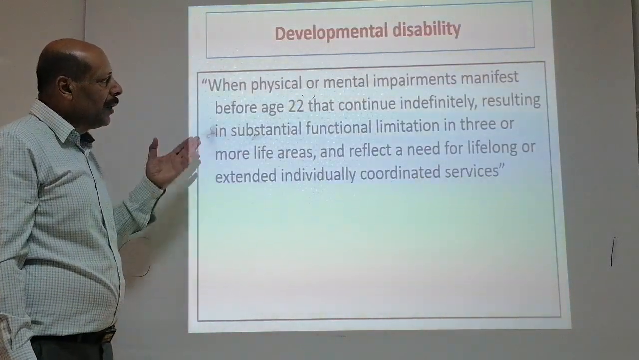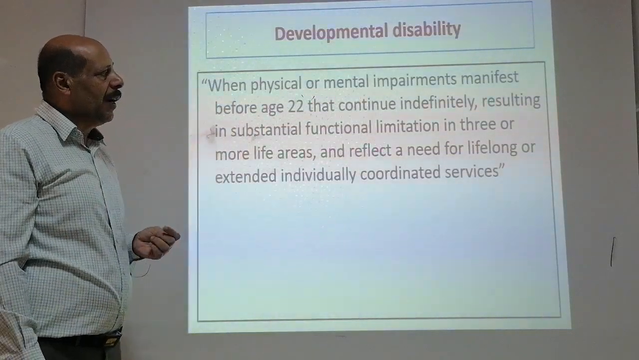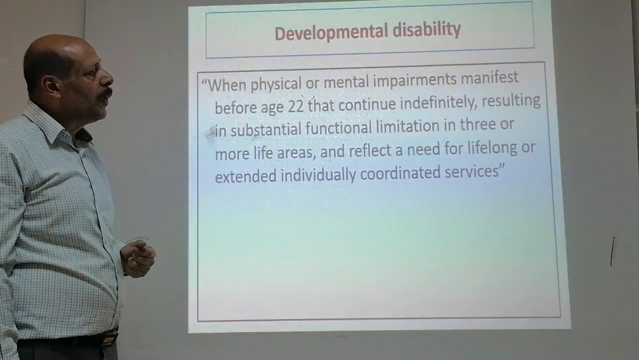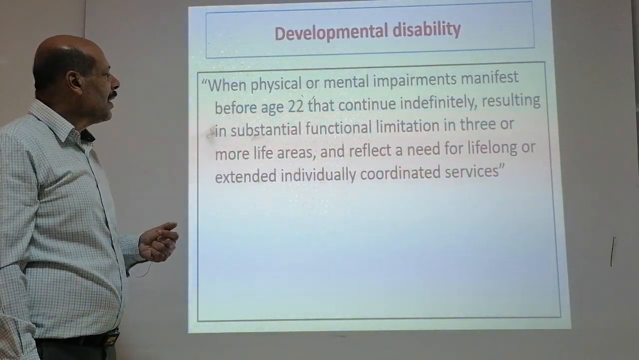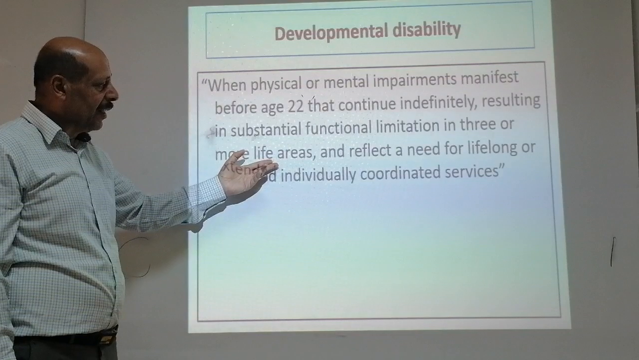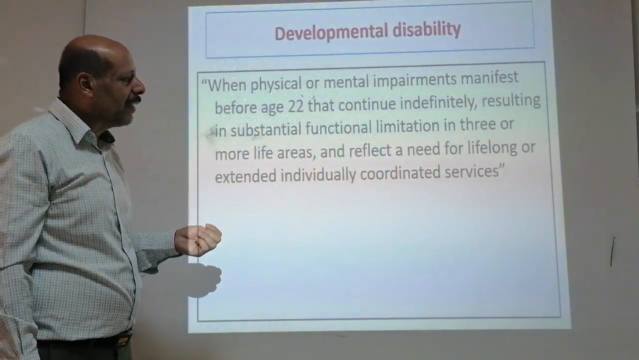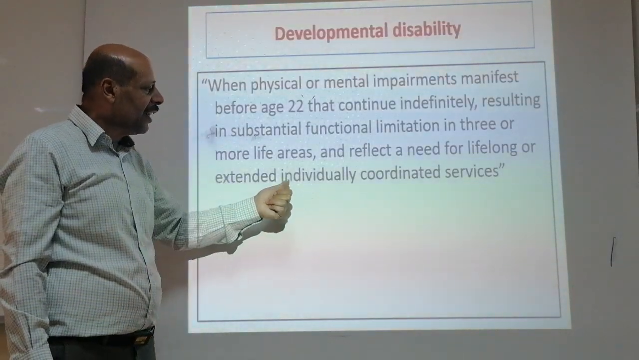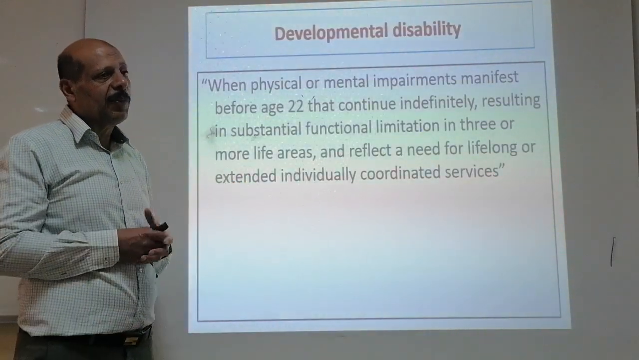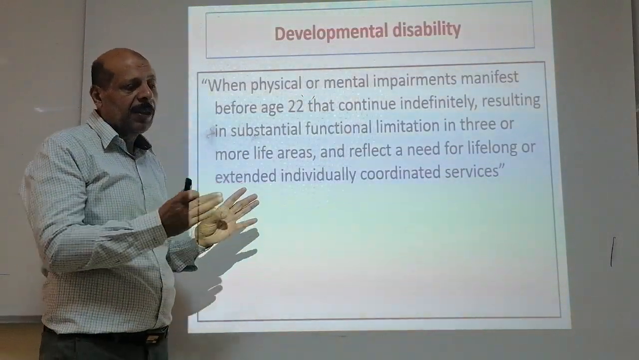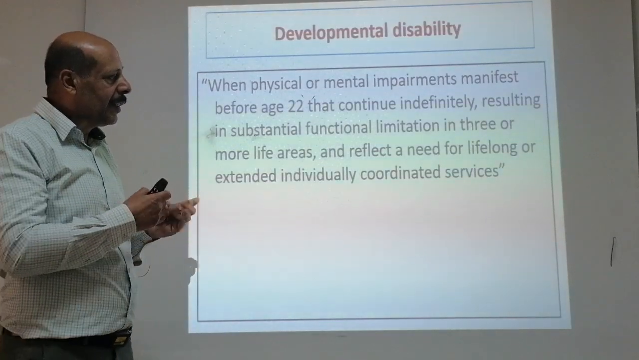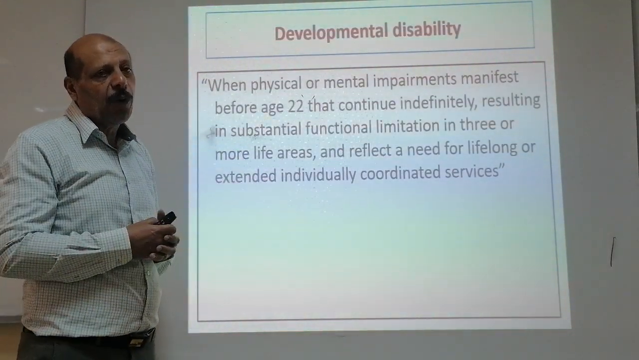Developmental disability is when a physical and mental impairment manifests before the age of 22, continues indefinitely, and results in substantial functional limitation in three or more life areas, reflecting a need for lifelong, extended, individually coordinated service. So disability doesn't mean any condition, mental or physical impairment, that needs short care. It is a condition that needs lifelong care.